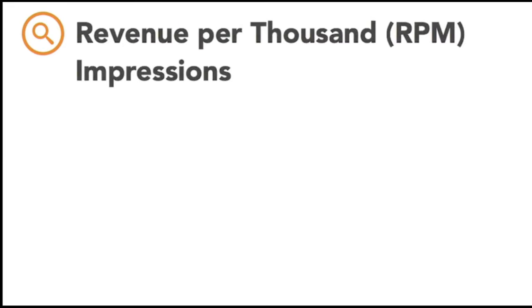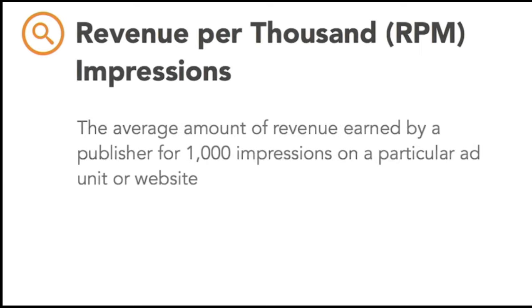When we take a look at performance reports within AdSense, we can see what our average cost per click is. Revenue per thousand impressions, or RPM, is the average amount of revenue earned by a publisher for 1,000 impressions on a particular ad unit or website. I've talked about this term earlier on in the course, but I think it's really important because this to me is the best metric that I use to measure the performance of my Google AdSense advertisements.